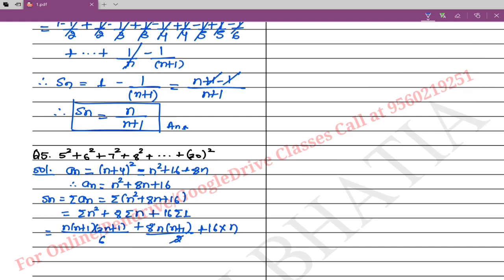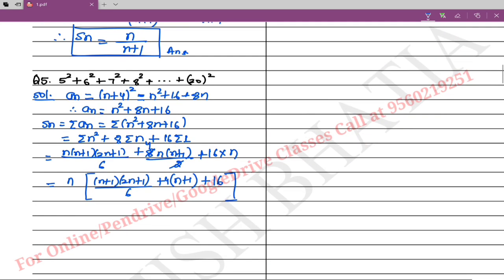Again, going by the same logic, what is common? Only n is common, so we are left with n into (n plus 1) into (2n plus 1) by 6, plus 4 times (n plus 1), plus 16. Fine. Now we can simplify it further, but there is no need for that, as we have to find the sum of particular terms.